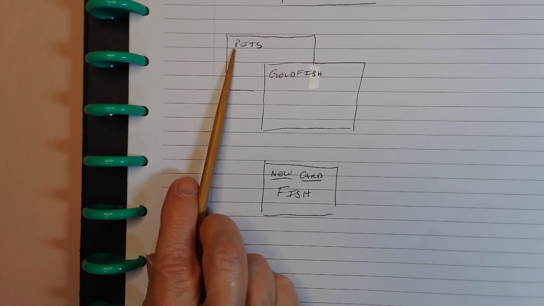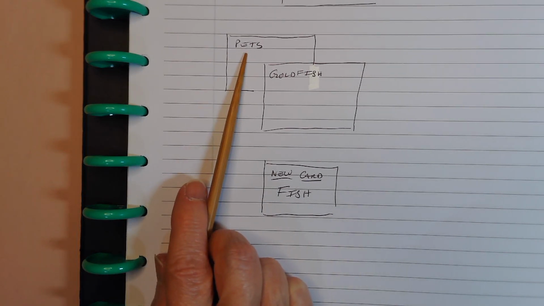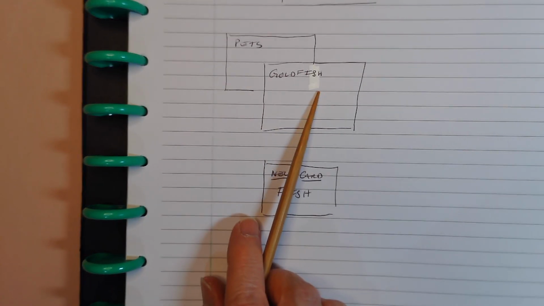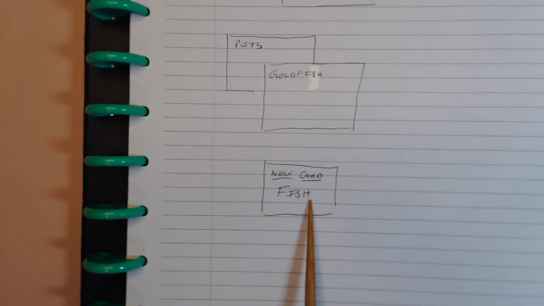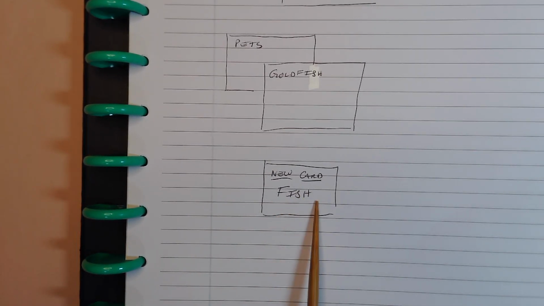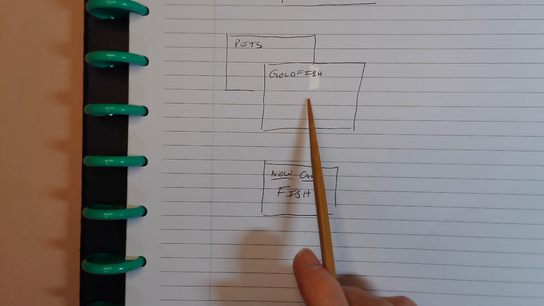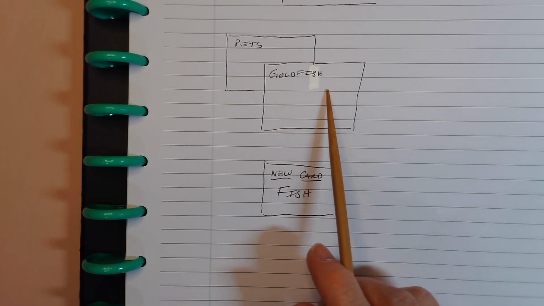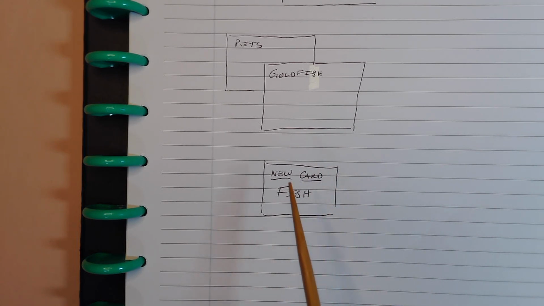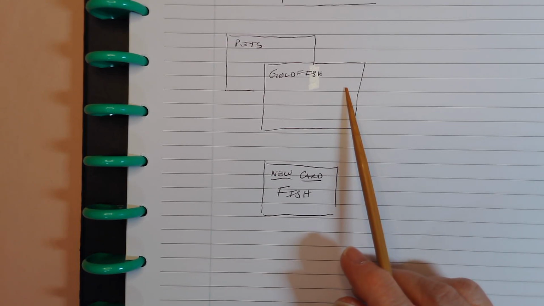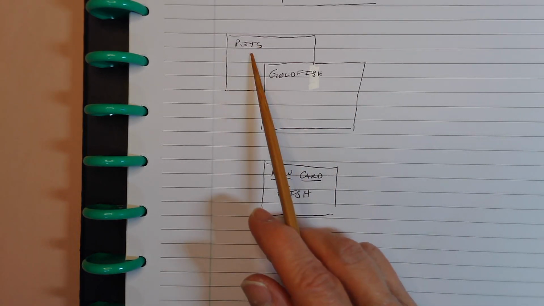Suppose we already have a card for pets, and under the card for pets, we have goldfish. Now we get a new card that's about fish in general. Well, we probably don't want to put fish under goldfish. It kind of feels like fish is bigger than goldfish. Fish is at a higher level than goldfish, but fish doesn't cover all of pets.